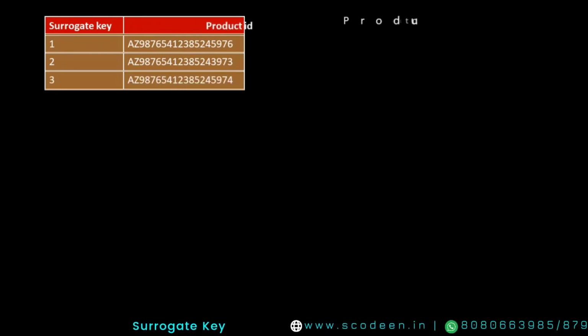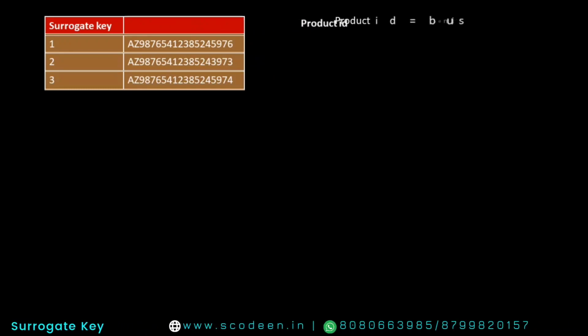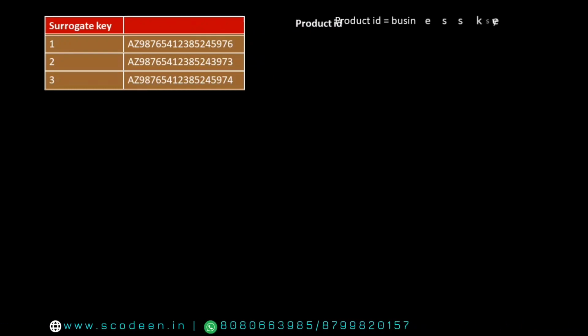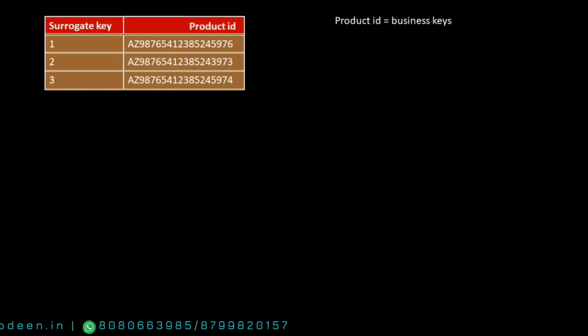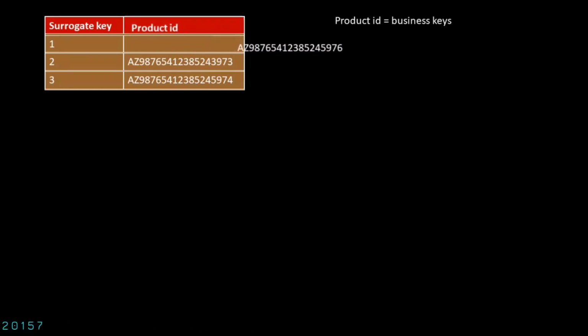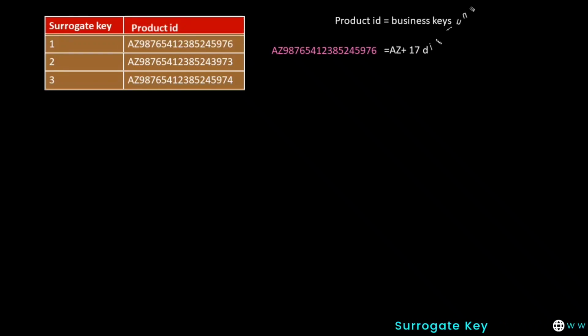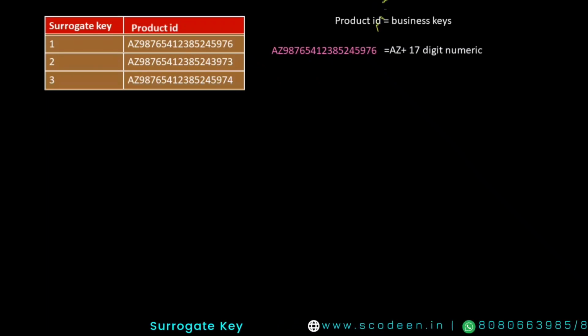Here you observe the product ID and the surrogate key. For each and every product ID, that is the business key, we place the surrogate key. So product ID, basically, we can call it a business key, because every business key in each and every organization is designed with some specific logic. Here we can observe AZ is the organization code and a 17-digit numeric value.